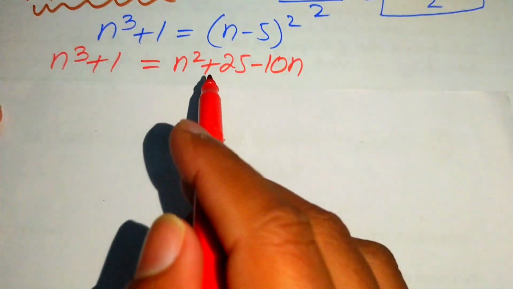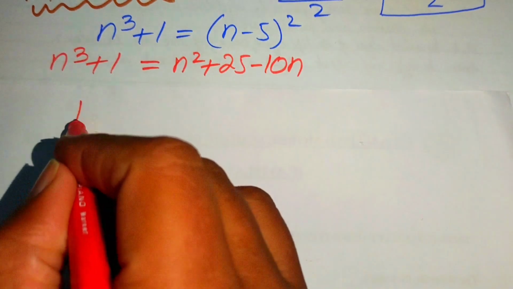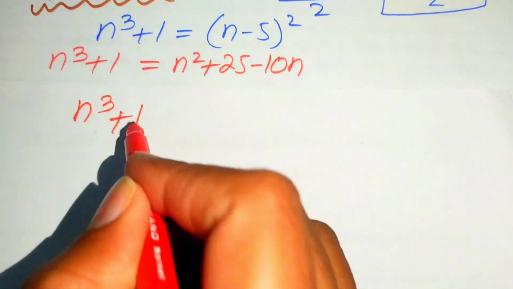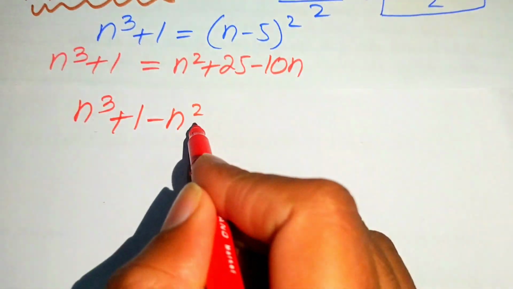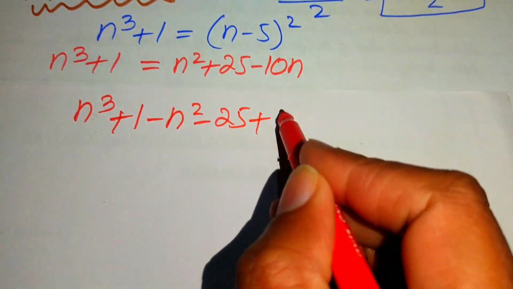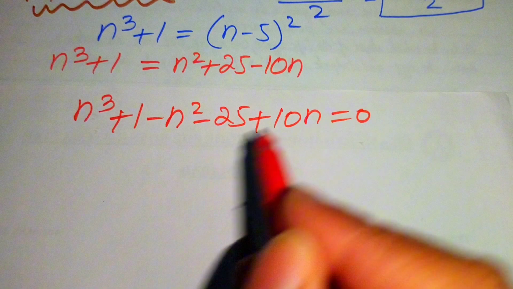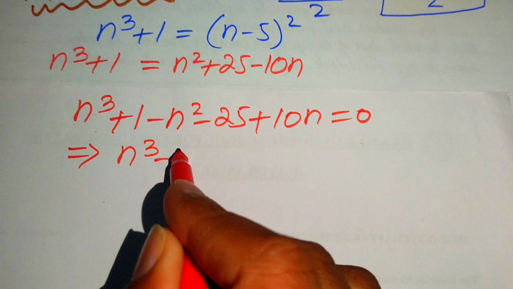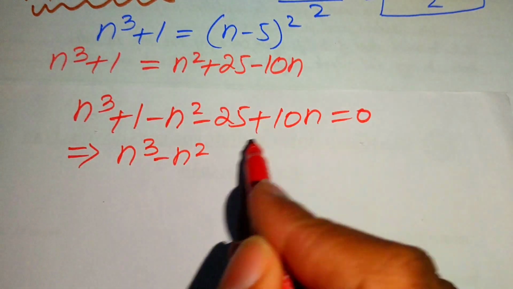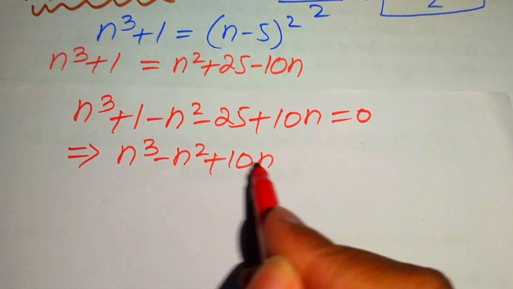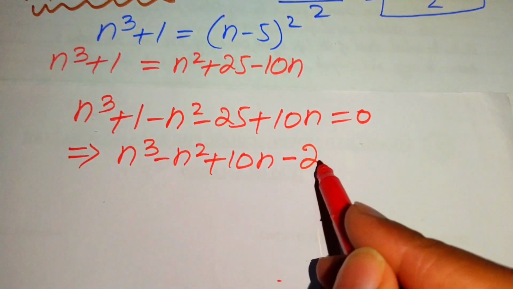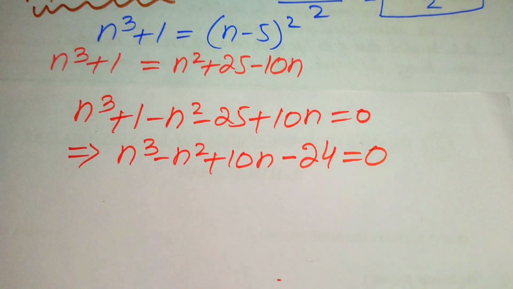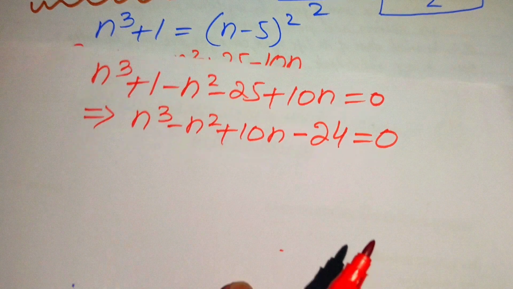In the next step, we move all the terms from the right hand side to the left hand side, and it will be n cubed plus 1 minus n squared minus 25 plus 10n equals 0. Here we rearrange the terms and write it as n cubed minus n squared plus 10n, and 1 minus 25 equals minus 24, and this whole equals 0.